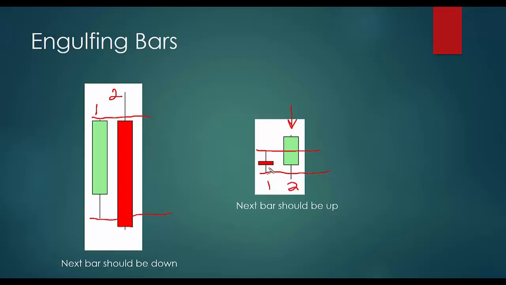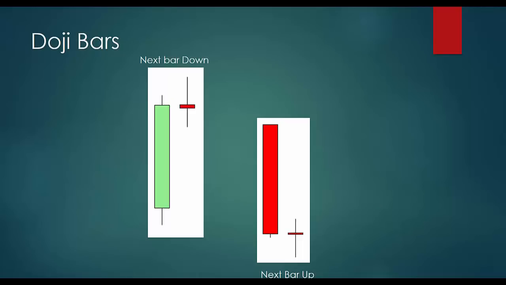Why should the next bar be up? It's because this closed on the high. So this tells us we should have another up bar. In this case, we should have another down bar. And of course, this would be filled with red. And this is a doji bar. Now, dojis a lot of times get a bum rap because people say a doji bar, oh, it's a reversal bar, I gotta go in. Depends on where it is. Now, in this case, we see that the next bar should be down. Why?